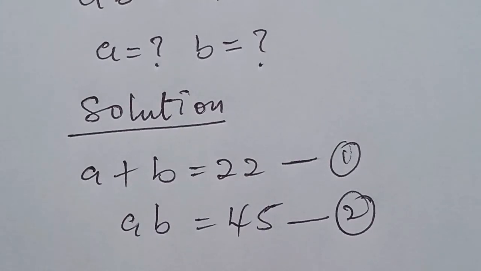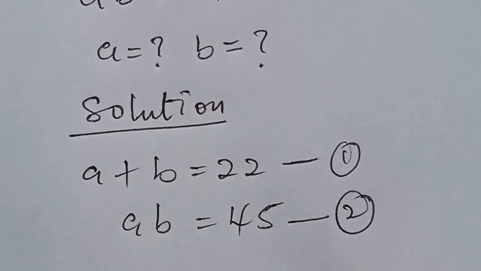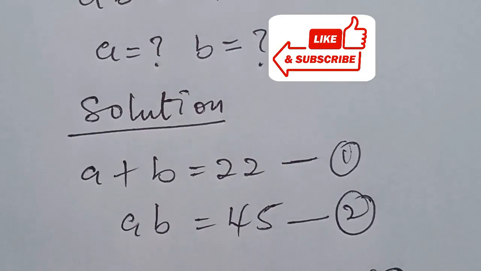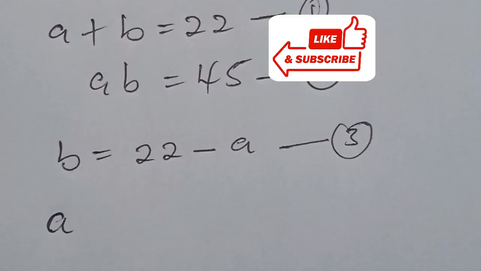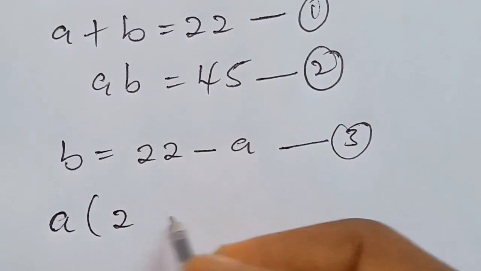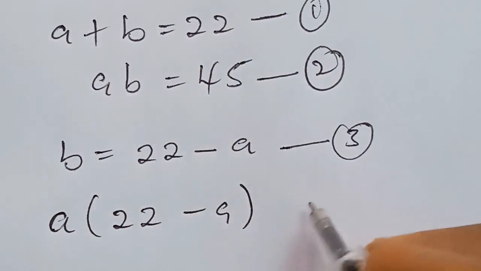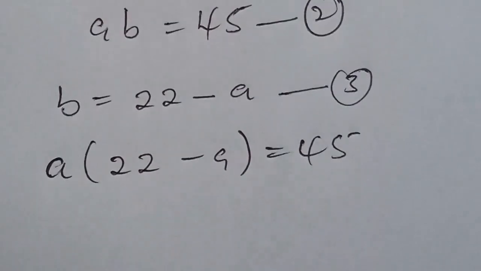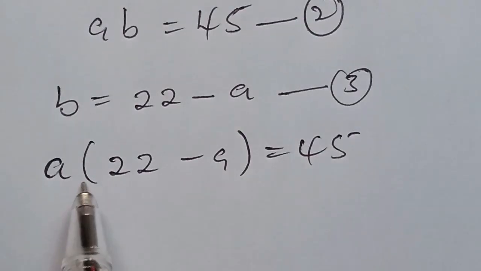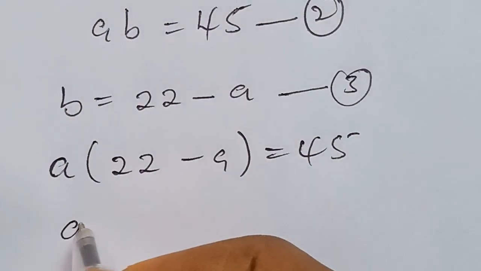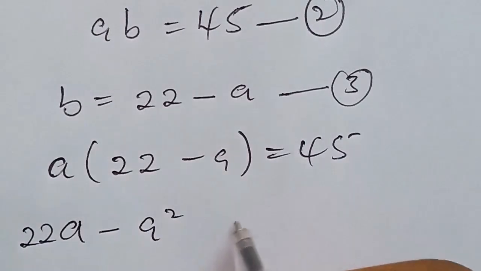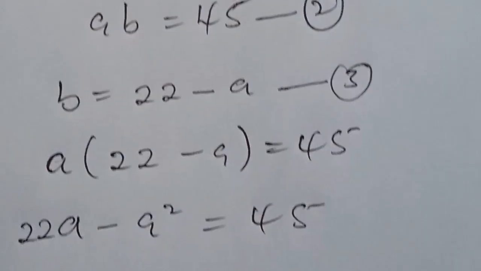So we can now substitute this, and we call this equation 3. We substitute this into equation 2. So we have a into bracket 22 minus a, that will be equal to 45. So next we open the bracket. So we have 22a minus a squared equal to 45.